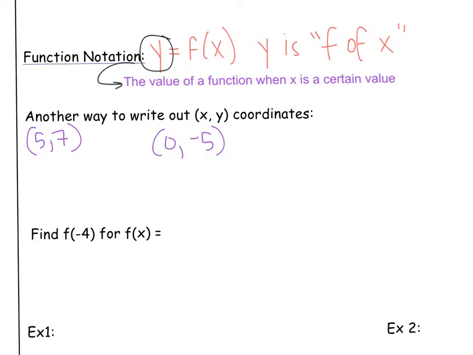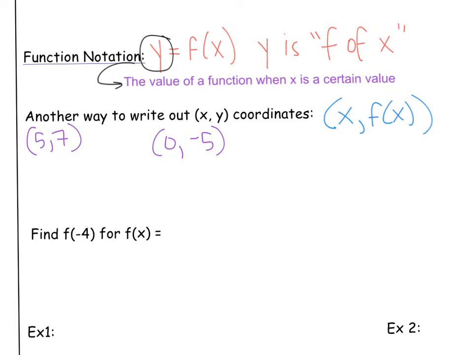It's really just another way to write x and y coordinates. And let me show you how to do that, and then I'll explain to you why. So here's how we do it. X and y coordinates, instead of being x and y, would be x and f of x. Because remember, this guy right here is y. So instead of writing y, we're writing f of x.